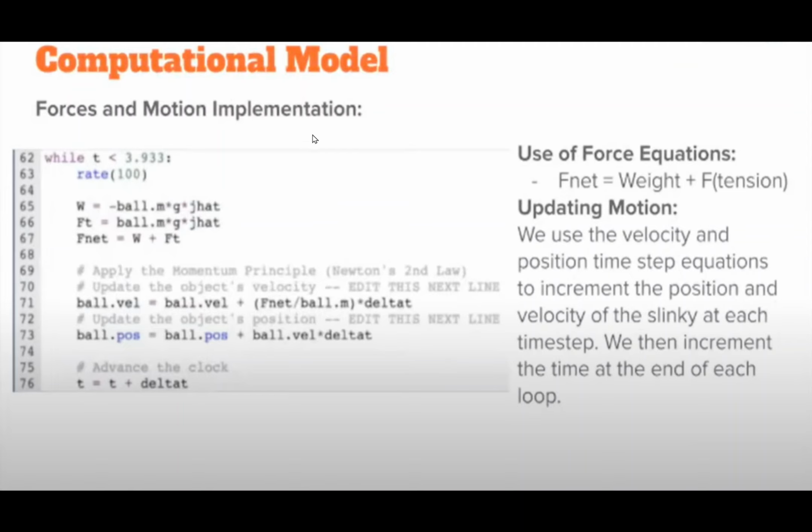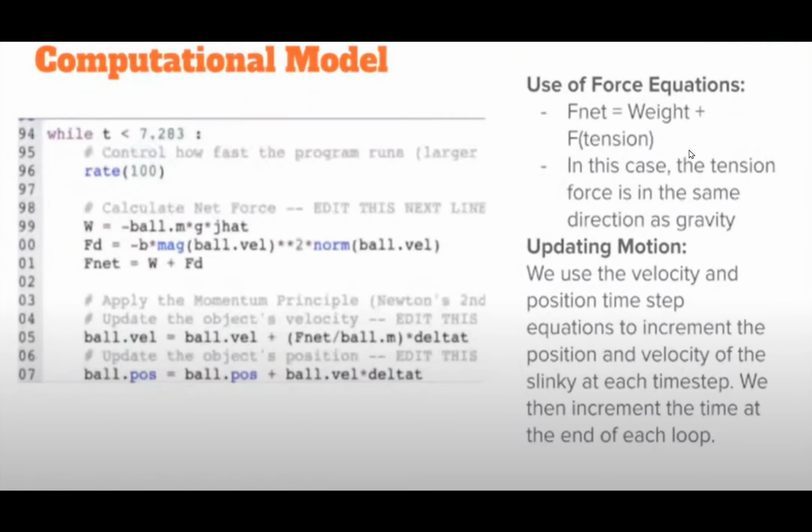Computational model, forces and motion implementation, my apologies. Now, we have the use of the force equation here, and with updating motion, we use the velocity and position time step equations to increment the position and velocity of the slinky at each time step. We then increment the time at the end of each loop. We also use, my apologies, use of force equations. We have F net equals weight plus F tension. In this case, the tension force is in the same direction as gravity. Cool, so we don't have to do anything extra.